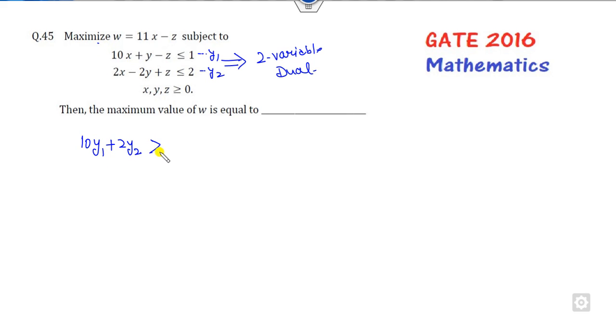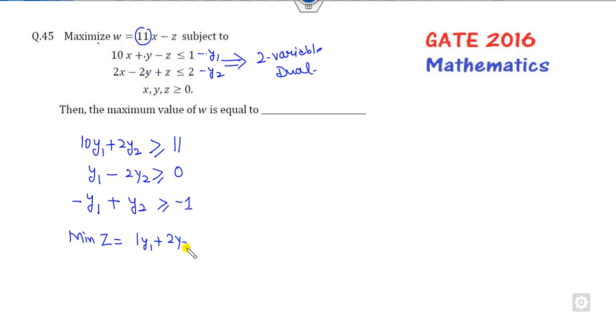The problem is maximization. Now it's greater than or equal to 11. The second constraint is y1 minus 2y2. What is the coefficient of y? It is 0. Minus y1 plus y2 is greater than or equal to minus 1. And your objective function is 1y1 here. So the maximum value of this and the minimum value are the same.